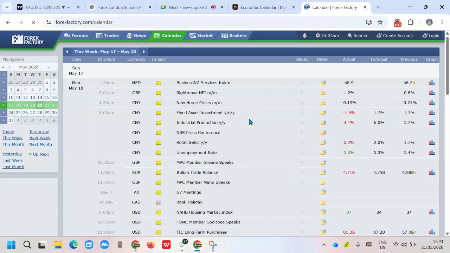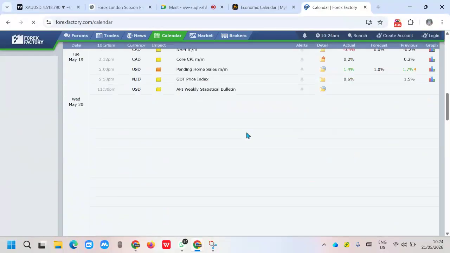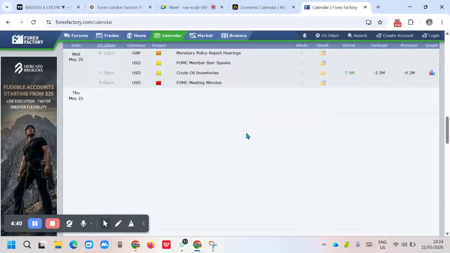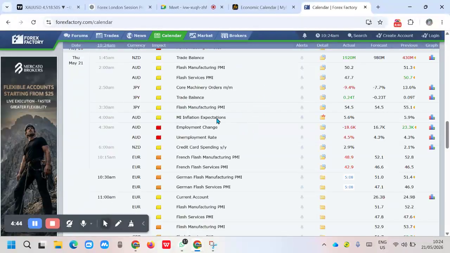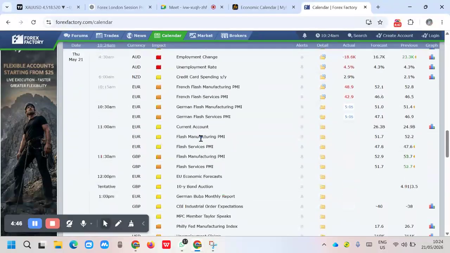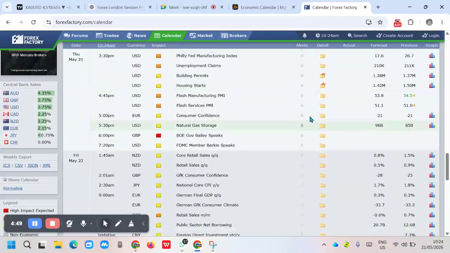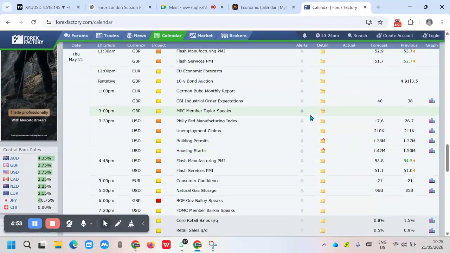So let's continue from there. For those who always check on Forex Factory, you can come on Forex Factory and check the calendar. Let's see when is today. Is today Thursday or Wednesday? I don't even know. Thursday. Today is Thursday.